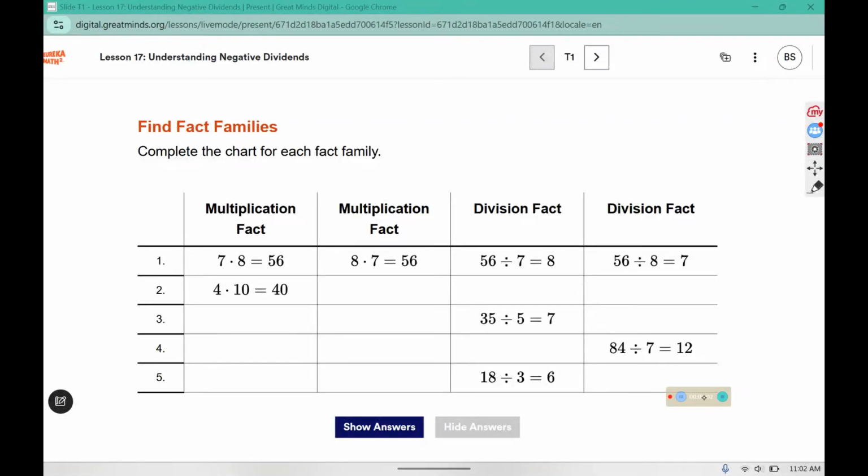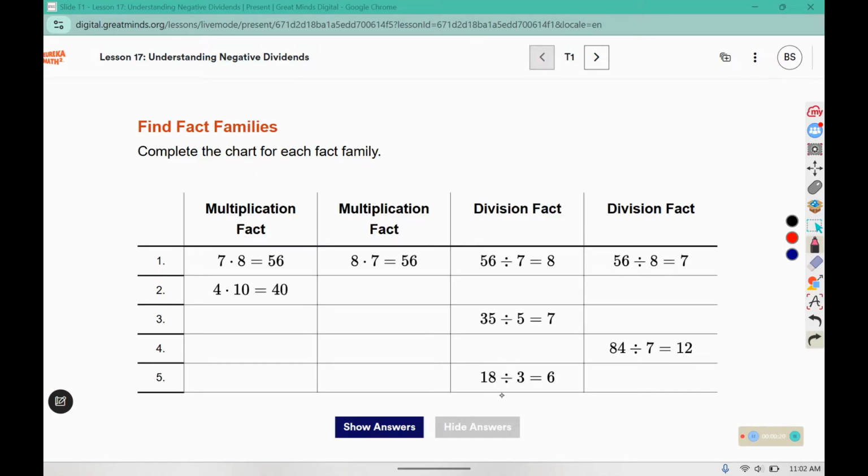Welcome back. Here we have several fact family multiplication and division equations. So I'm going to do row 5 with you. Row 1 is completed as an example as well, and then you guys can complete the middle independently.